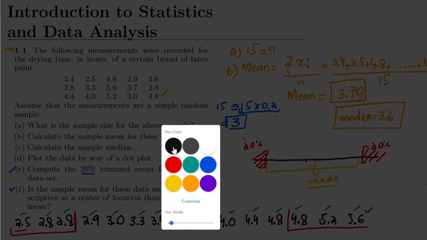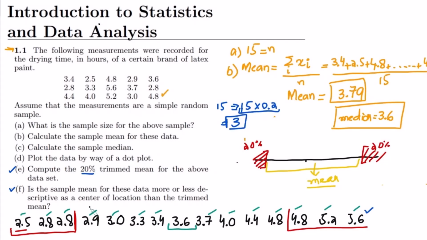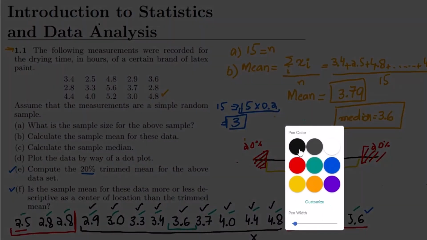Now we can see how many numbers we have: 1, 2, 3, 4, 5, 6, 7, 8, 9. So we have 9 numbers. I will have to add these numbers, and by adding them, I will get x. Let me do it now.